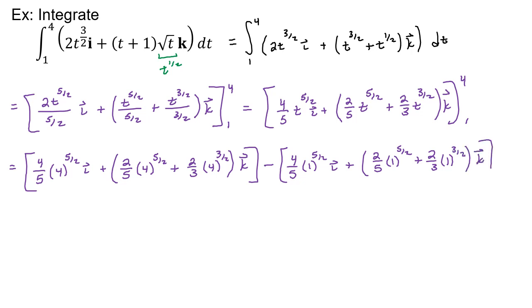Okay. So the 4 to the 5/2, the 2 on the bottom tells you to take the square root. So it's the square root of 4, which is 2, to the 5th, which is 32, times 4 on top gives me 128 fifths i.